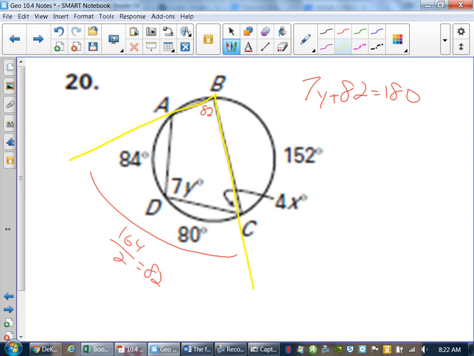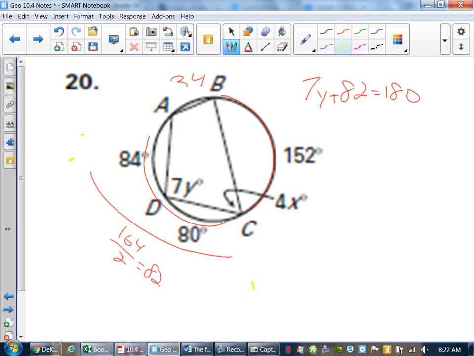How many degrees are in a circle? 360. So if you look at it, you have 152 and 164, and you've got this little leftover chunk. If I take 360, subtract the 152, and subtract the 164, what are you left with? 34. So that means that arc AB is 34. Are we okay with that?